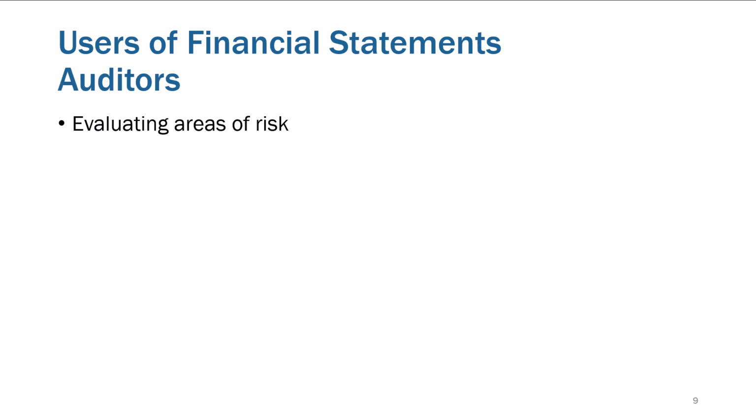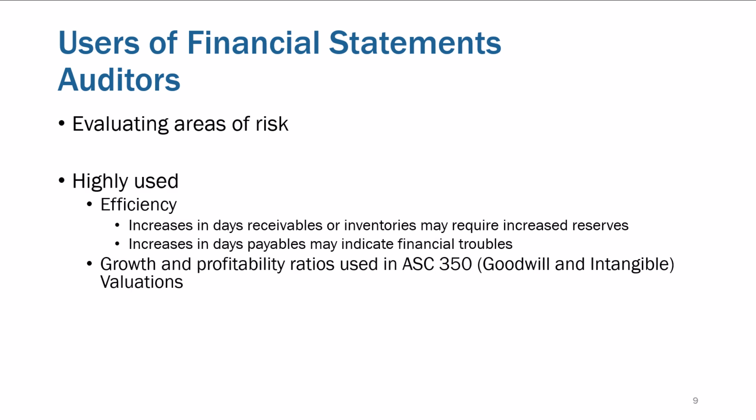We've got auditors. Auditors are going to evaluate areas of risk in a company. Highly used things like efficiency ratios. Okay, the days receivables went up or the days inventories went up. Should the company have more reserves? Ooh, there was a big increase in days payables. Is that just a strategy by the company, or are there some financial troubles?